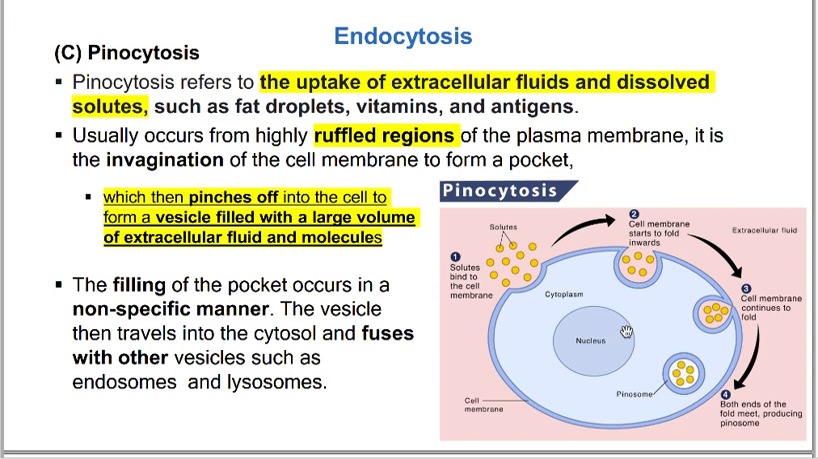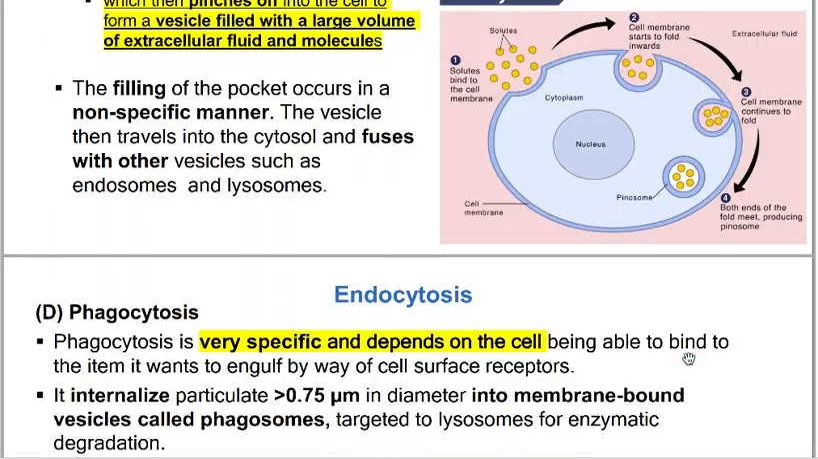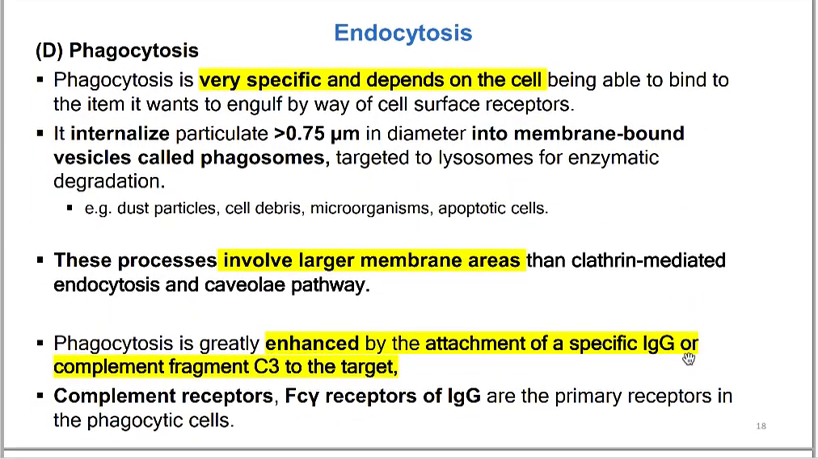This is the way the cell can drink. The filling of the pocket occurs in a non-specific manner, and the vesicle then travels to the cytosol and fuses with other vesicles such as endosomes or lysosomes. Then phagocytosis.